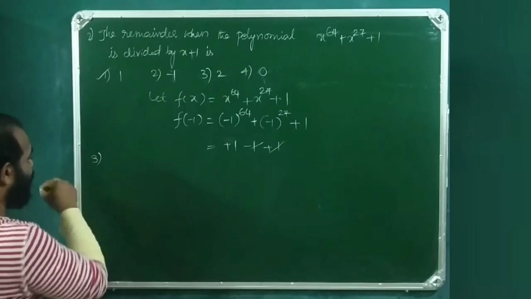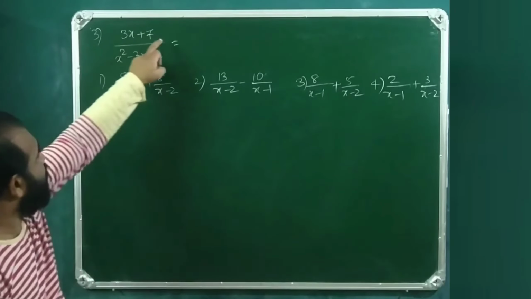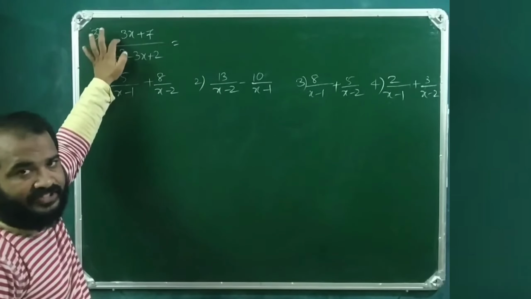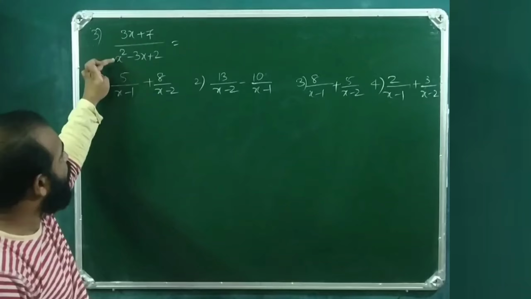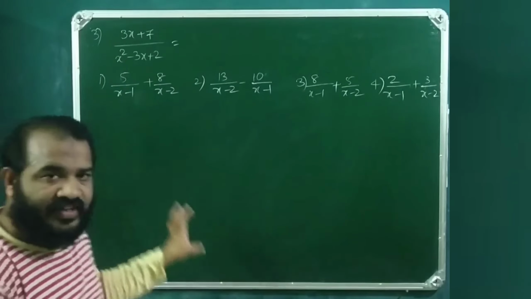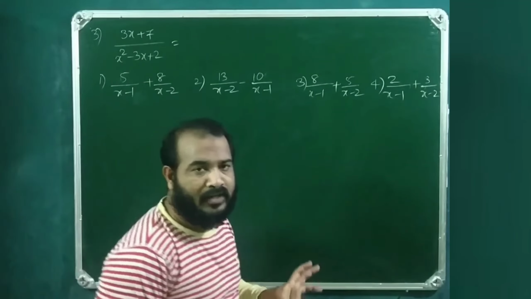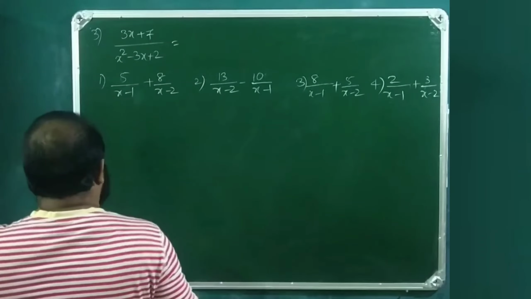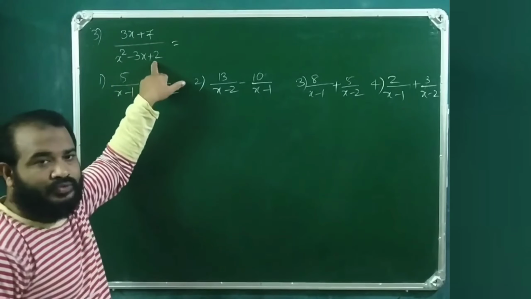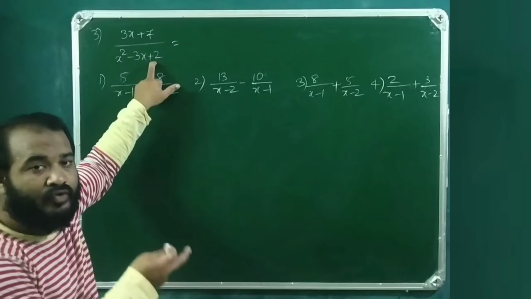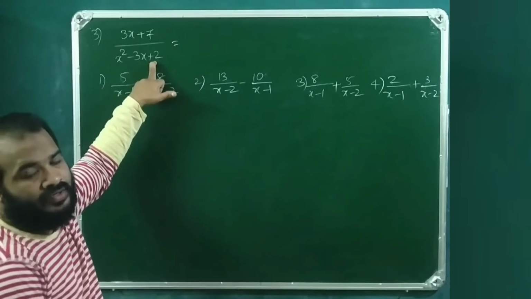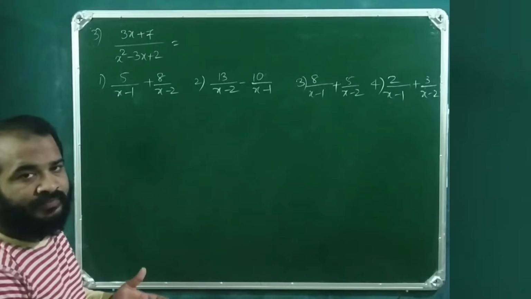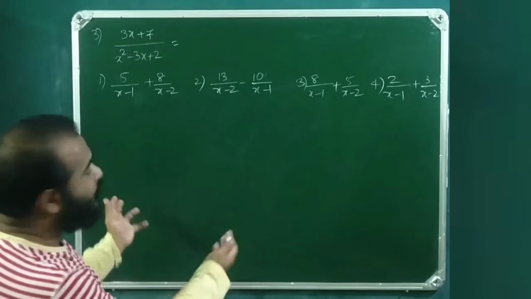The next bit is the question given: 3x plus 7 by x square minus 3x plus 2. This is a proper fraction because the degree of the numerator is 1 and the degree of the denominator is 2. So the degree of the numerator is less than the degree of the denominator. Partial fractions are applicable for a proper fraction. Now, the denominator x square minus 3x plus 2 contains a quadratic factor. We have to see whether this is reducible or not. Reducible means it can be further factorized. Irreducible means it can't be reduced any further.